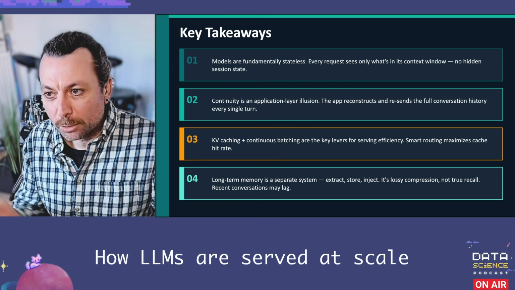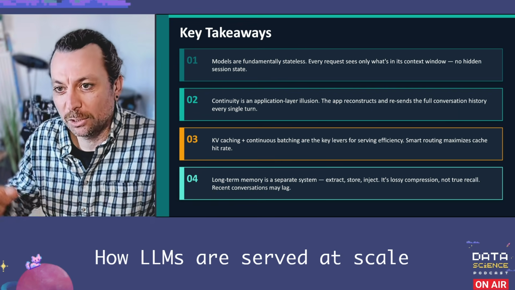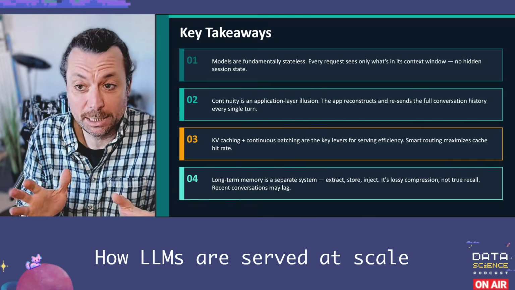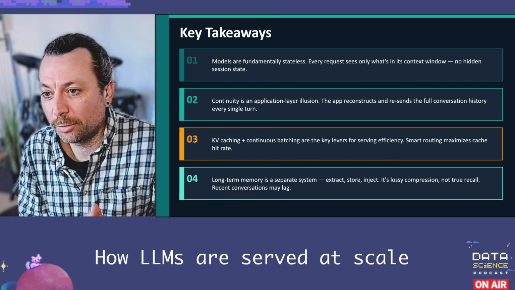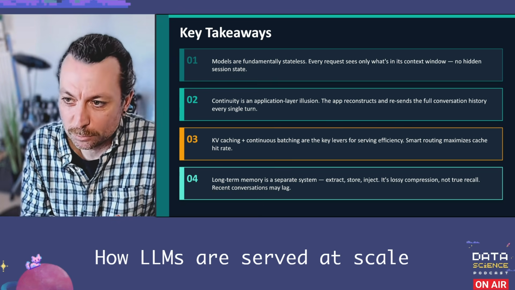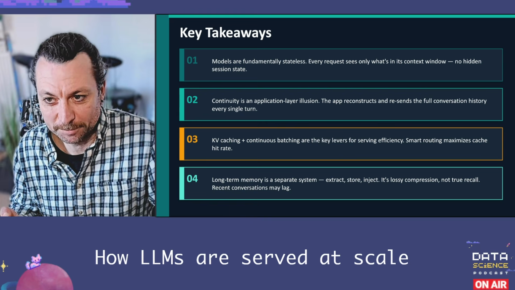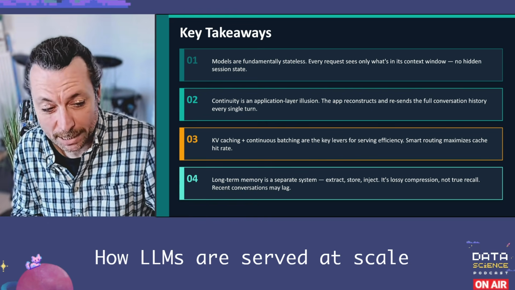The app reconstructs and resends the full conversation history every single turn. There are optimizations, so you can avoid that, but that's exactly what happens. Then I covered the concept of KV caching and continuous batching. These are the key levers for serving efficiency at scale, right? Then you have smart routing that maximizes the cache hit rate.